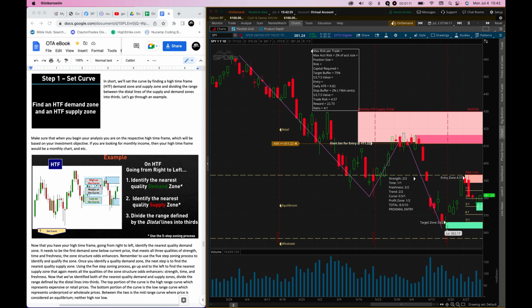Make sure that when you begin your analysis, you are on the respective high time frame, which will be based on your investment objective. So again, if you're looking for monthly income, then your high time frame would be a monthly chart, so on and so forth.